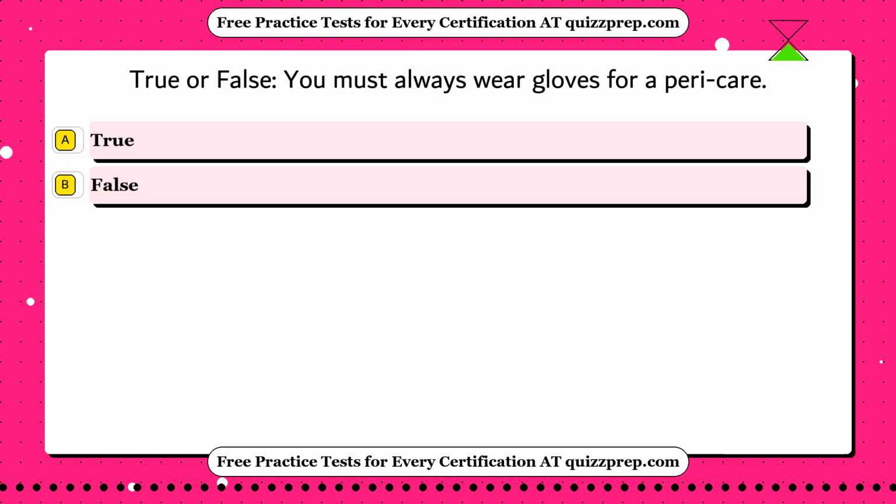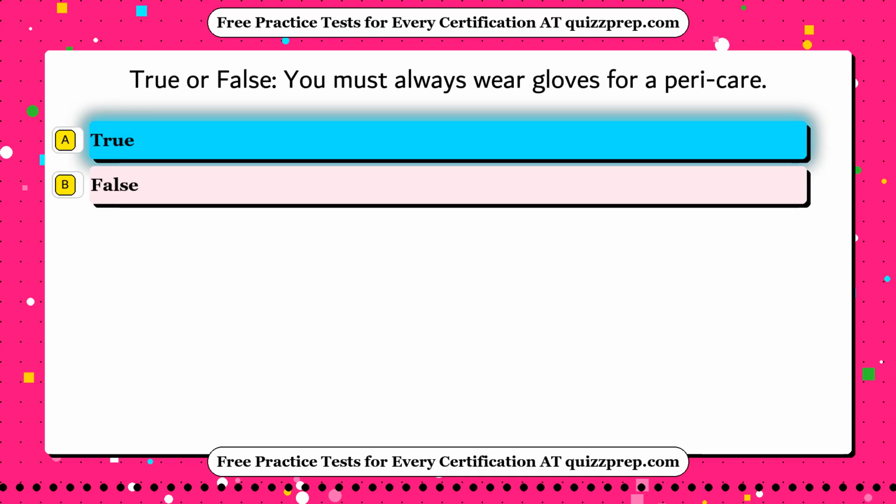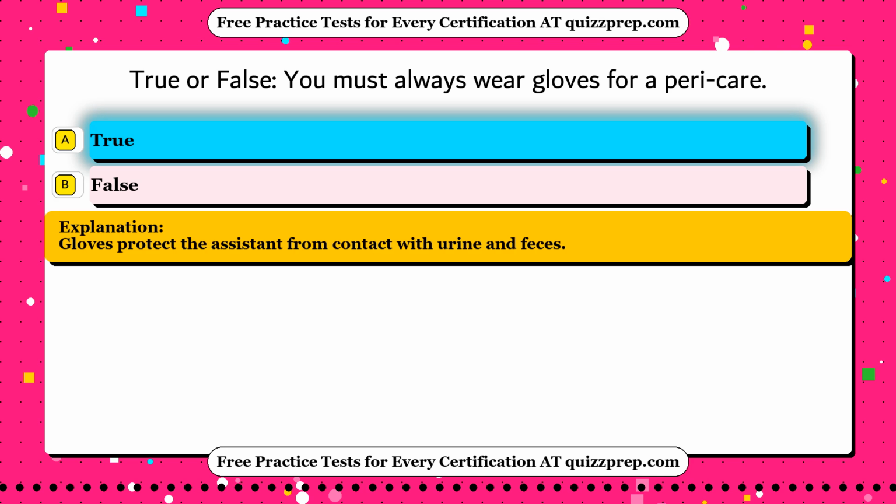Question 141. True or false, you must always wear gloves for pericare? Option A, true. Option B, false. The correct answer is option A, true. Gloves protect the assistant from contact with urine and feces.